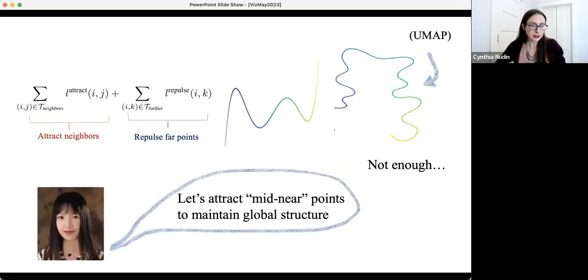So Yingfan had this really neat idea, which is to attract mid-near points to maintain global structure. A mid-near point is not a neighbor and it's not a further point. It's something that's kind of mid-near, right? So for this point, let us attract points that are a little bit further away, so that we can maintain global structure.